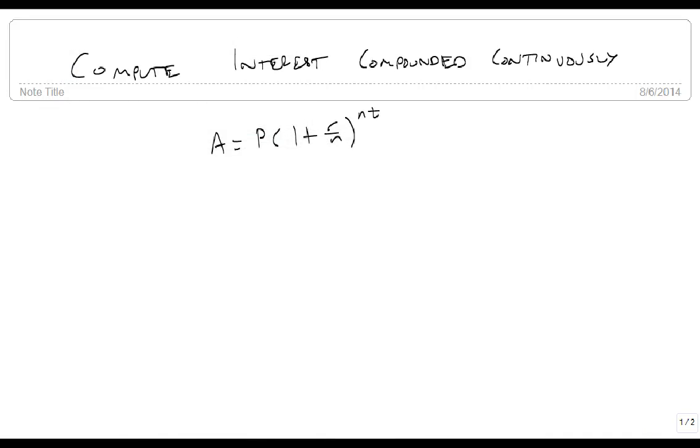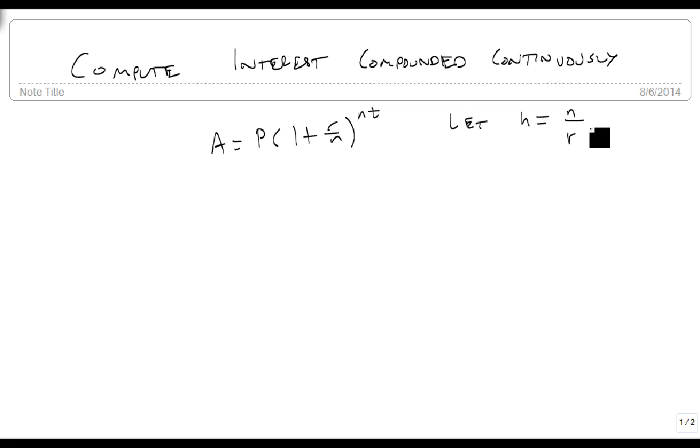We're now going to compute interest that is compounded continuously. And by compounded continuously, we mean that it is always updating. The amount is always changing as time goes on. And to do that, we're going to start with our compound interest formula, and we're going to let a new variable h equal n over r.